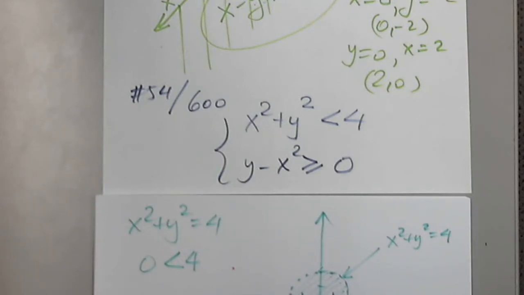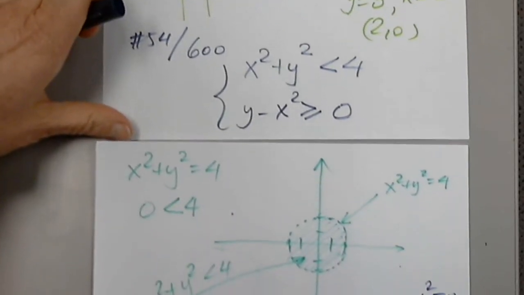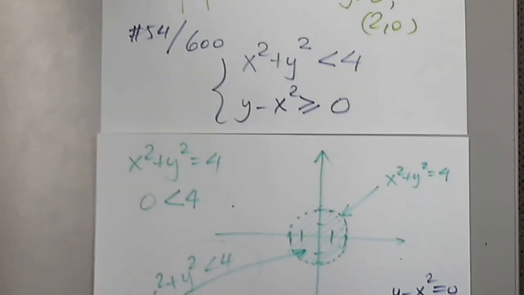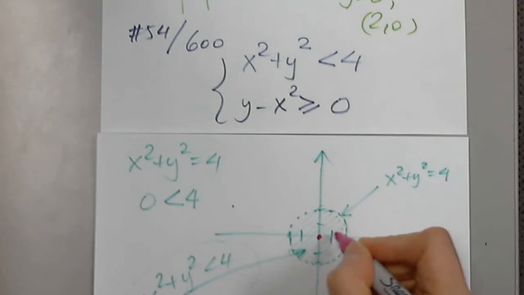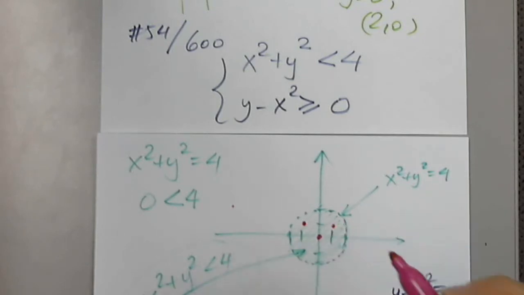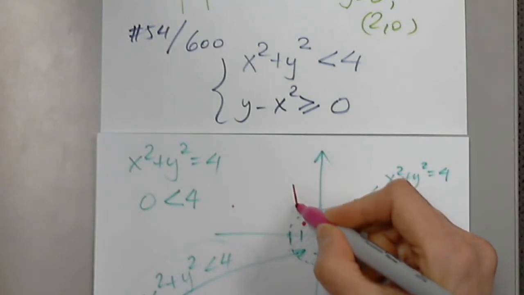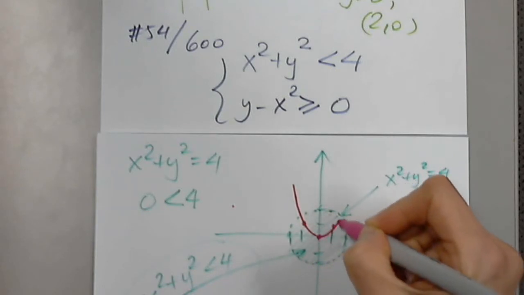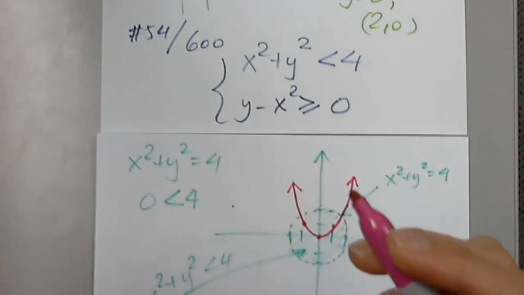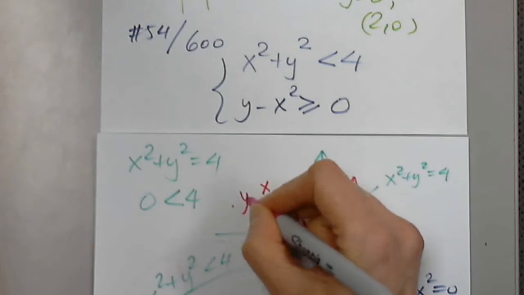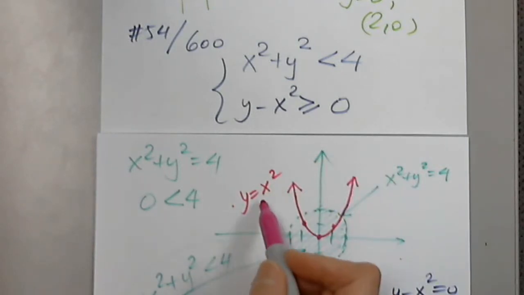Very good. Now I have to graph the second one, which is y minus x squared equals 0 or y equals x squared. We've seen this a lot. It's a parabola. 1, 1, negative 1, 1, 0, 0. And it is solid. So this is y equals x squared, this equation.